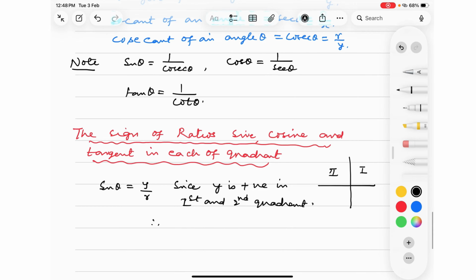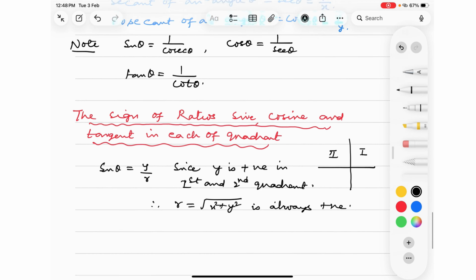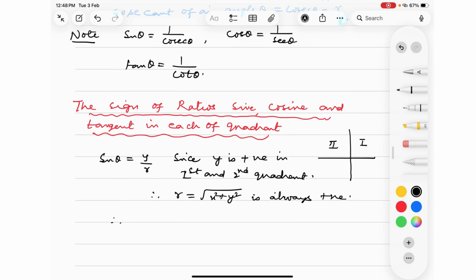And remember, since r is root of x square plus y square, it is always positive. So what is the conclusion? Therefore, sine theta is positive in the first and second quadrant, because sine theta means y by r. Sine theta is positive in the first and second quadrant.